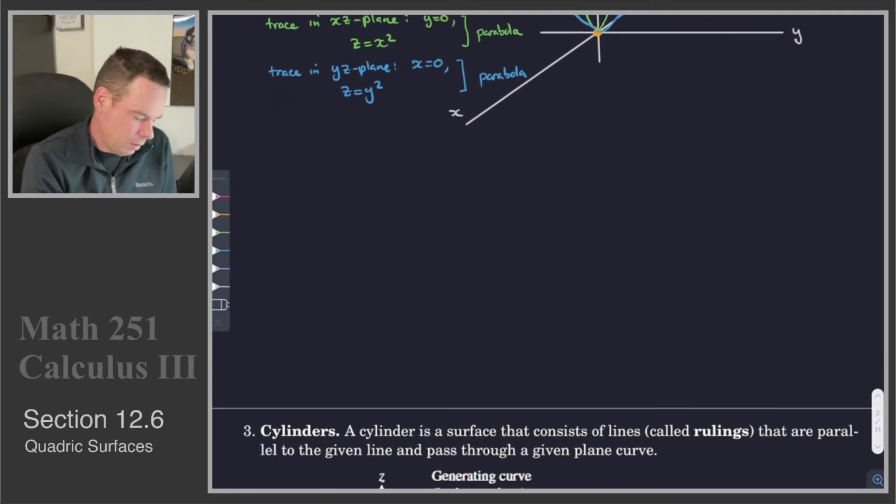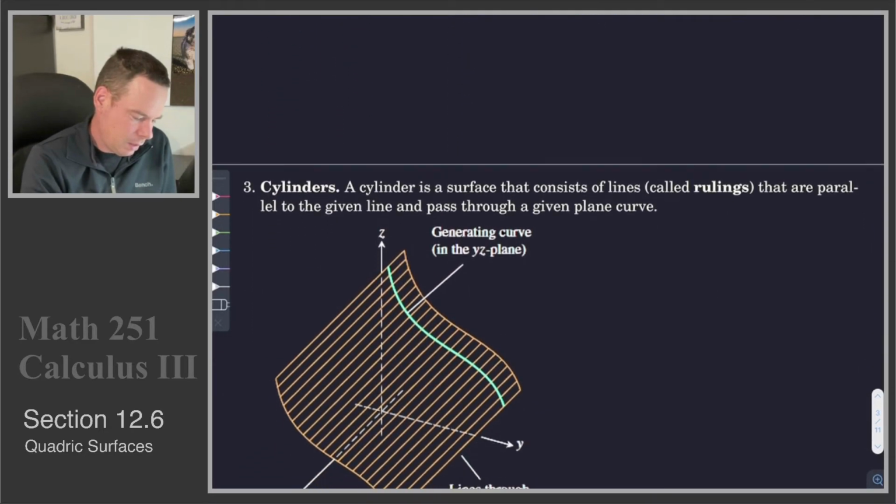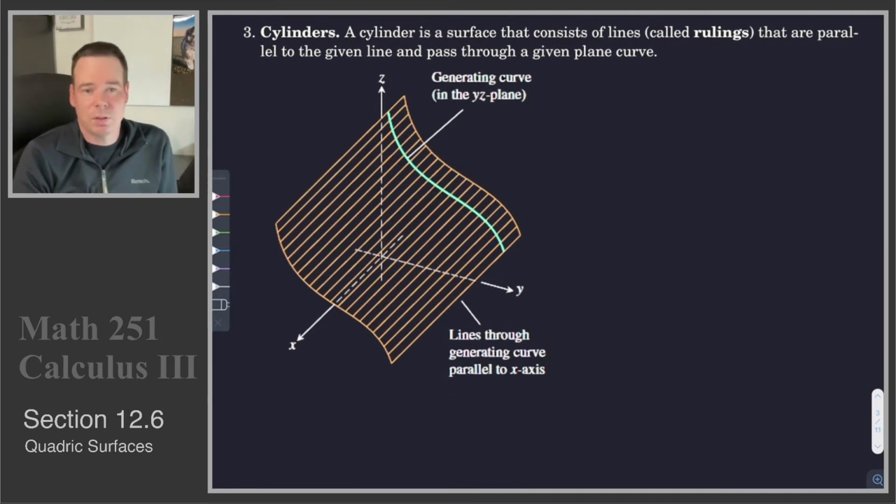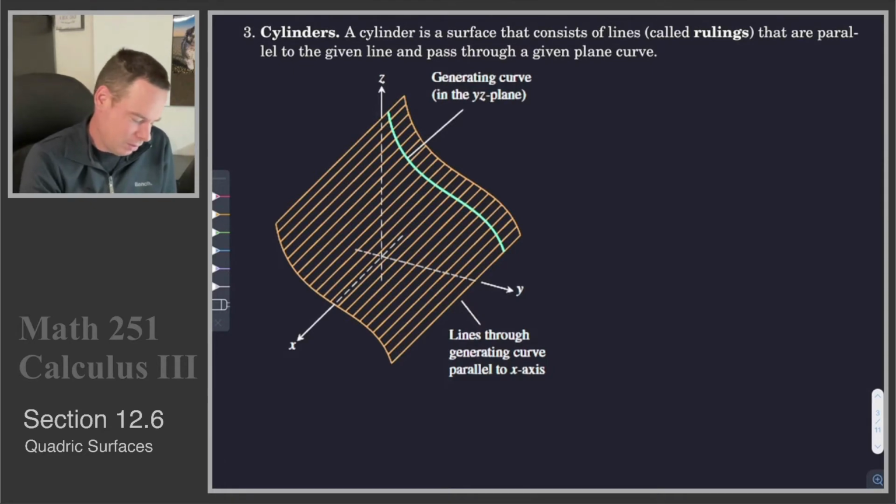Okay. So that was an example of a plane and a paraboloid. One of the general shapes that's always worth knowing how to sketch, and also knowing what the definition is of it, is a cylinder. So this doesn't look like your cylinders from the past probably, but this is the most general definition of a cylinder. So what is a cylinder? A cylinder is a surface that consists of lines called rulings, and those are the orange lines in our diagram here, that are all parallel to a given line.